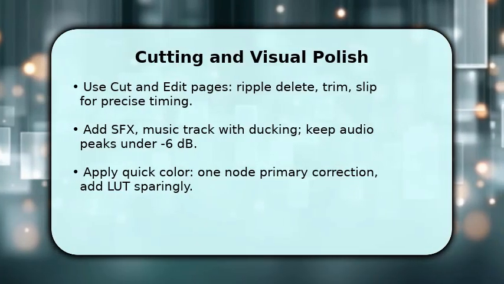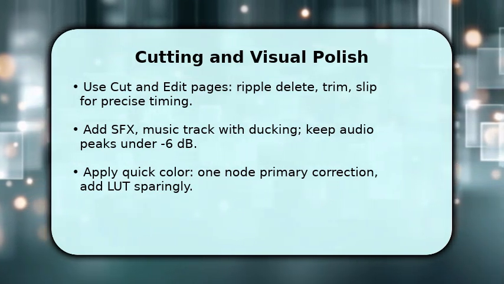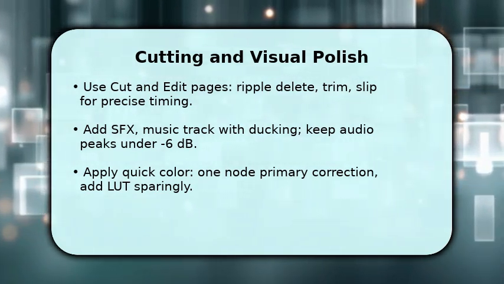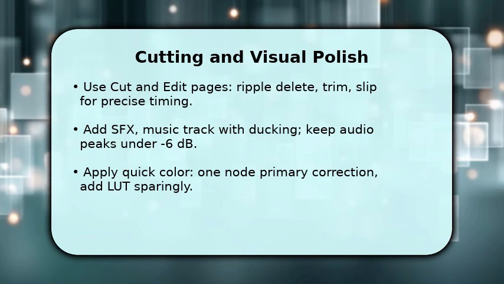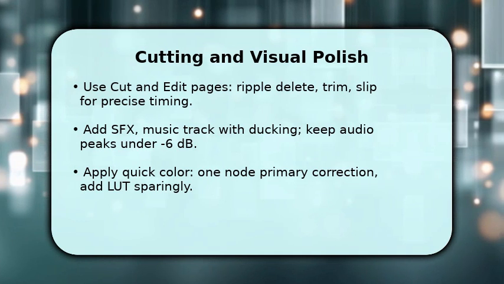Now focus on rhythm. Trim to punchy moments using the Cut page and refine on the Edit page with ripple deletes and slip edits so cuts land on action. Once clips feel tight, add a music bed and sound effects, then use Track Mixer or Fairlight to duck music under dialogue. Aim for peaks around -6 dB.